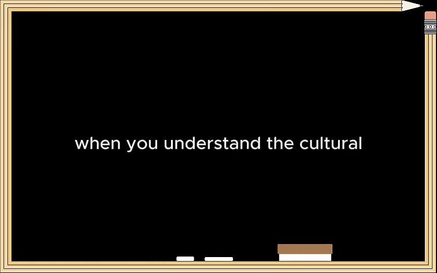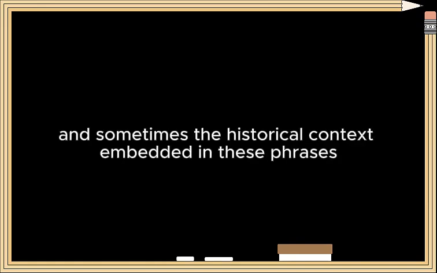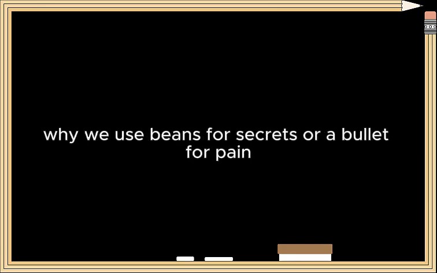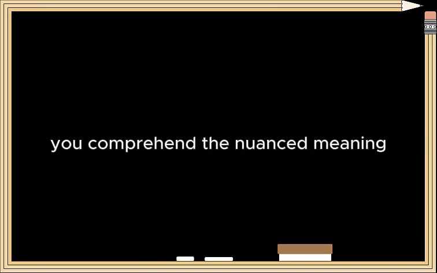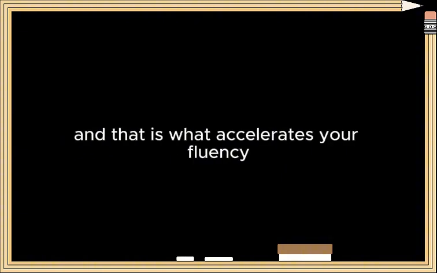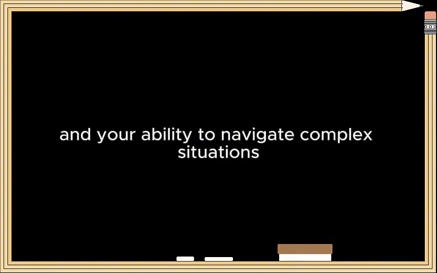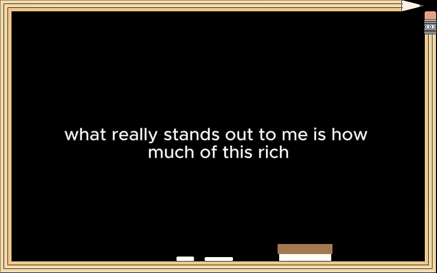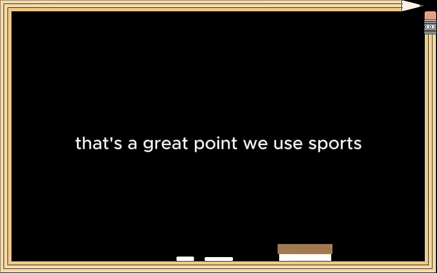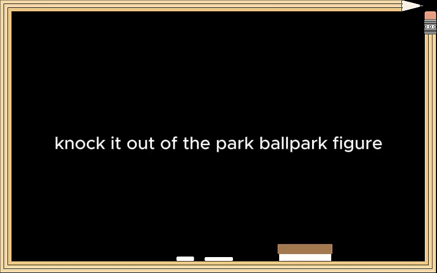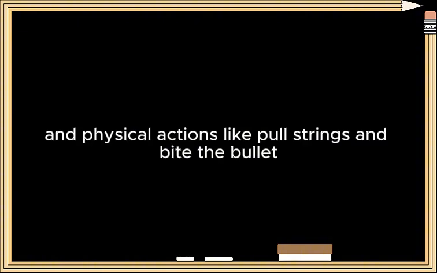Right. When you understand the cultural and sometimes the historical context embedded in these phrases, why we use beans for secrets or a bullet for pain, you move beyond just hearing the literal words. You get this social gravity. You comprehend the nuanced meaning, and that is what accelerates your fluency and your ability to navigate complex situations. What really stands out to me is how much of this rich, nuanced language is built entirely on physical metaphors. That's a great point. We use sports, knock it out of the park, ballpark figure, kitchen disasters, spill the beans, spilled milk, and physical actions like pull strings and bite the bullet.